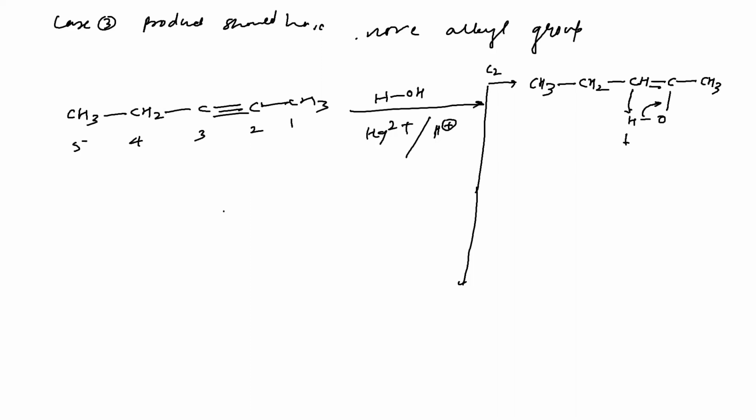So after tautomerization, see the product: CH3, CH2, C double bond O, CH3. This is supposed to be major. More alkyl means methyl. Here, actually, this is not alkyl, this is alkyl, methyl. It means alpha hydrogen should be more.